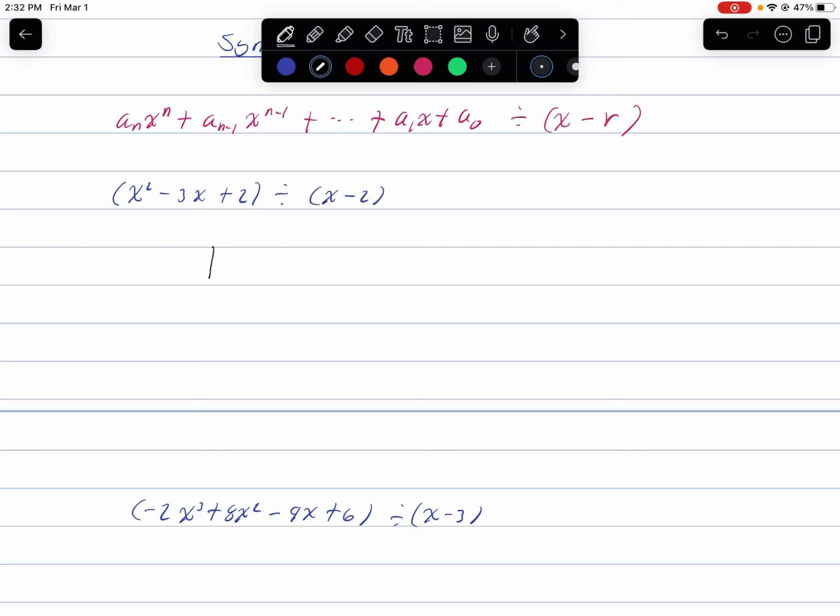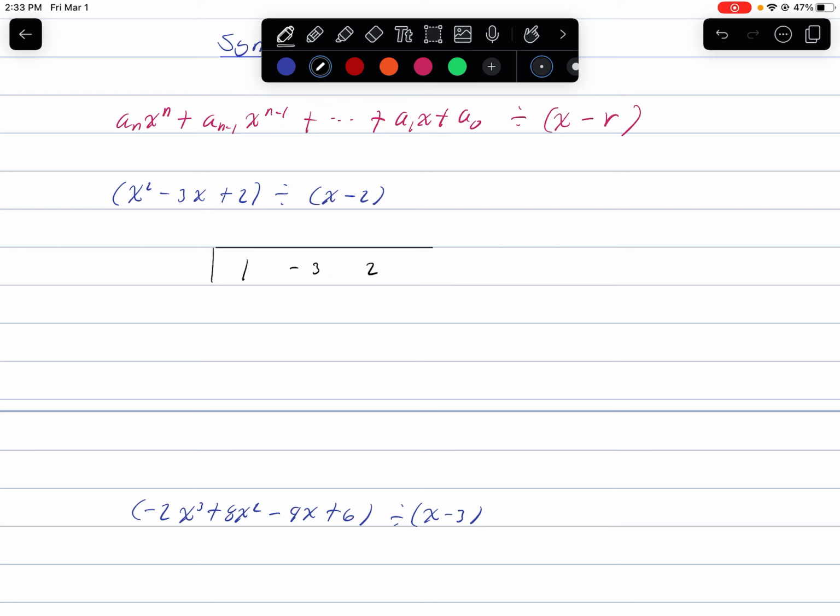What you're going to do is create a normal looking long division sign here, okay? But instead of putting x squared minus 3x plus 2 on the inside, you're just going to put all of the coefficients. So we have x squared, so our first term is going to be 1. We have minus 3x, so our next term is going to be minus 3, plus 2, so our last term is going to be 2.